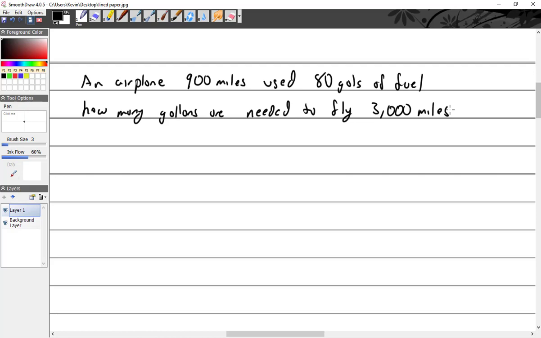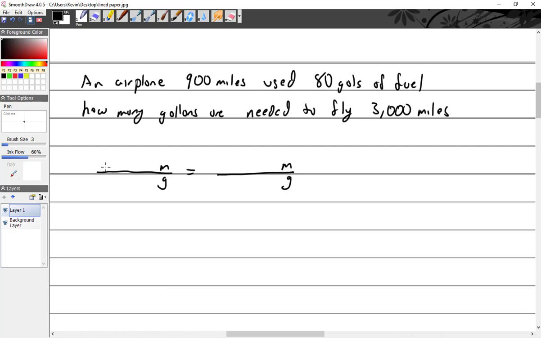All right, so this is what kind of problem then? How are we going to set it up? What's the word? Proportion or ratio. So something is going to equal something. All right, so we can put miles and gallons and miles and gallons.